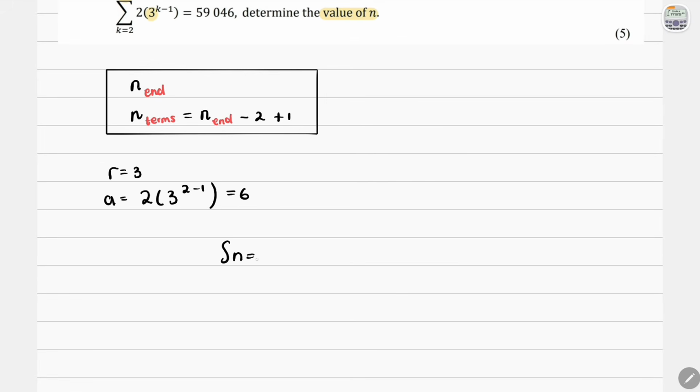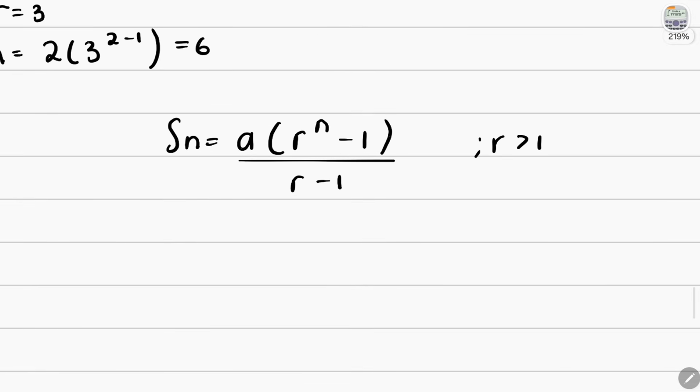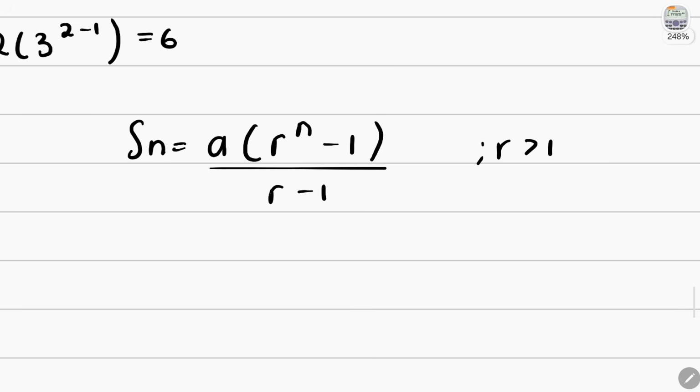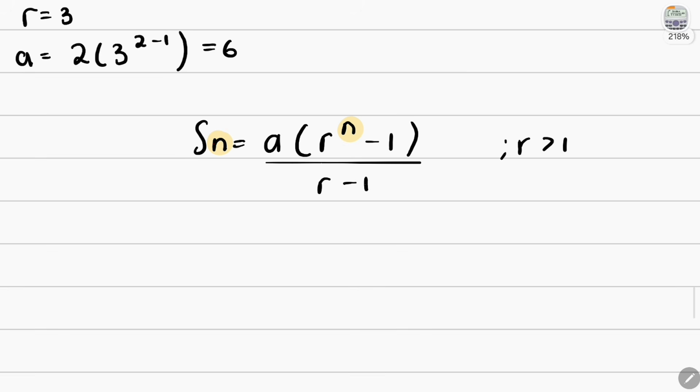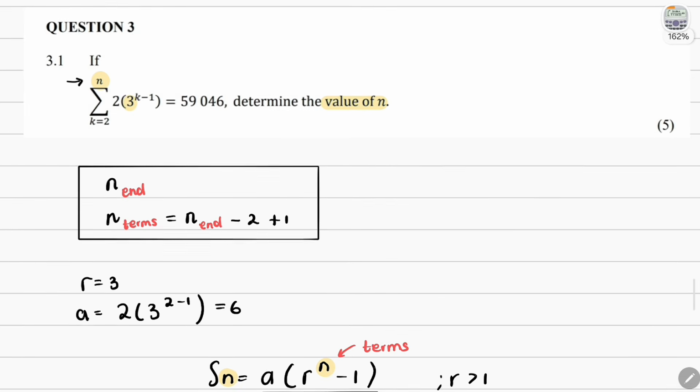So we'll say Sn is equal to a multiplied by r raised to the power of n minus 1 all over r minus 1. Okay, so this is where r is greater than 1. Now, just note that this n that we have here, this specifically refers to the number of terms. We're just going to keep this in mind. So once we find this, we need to still tell them what exactly this n is, because this is n, the number you end at.